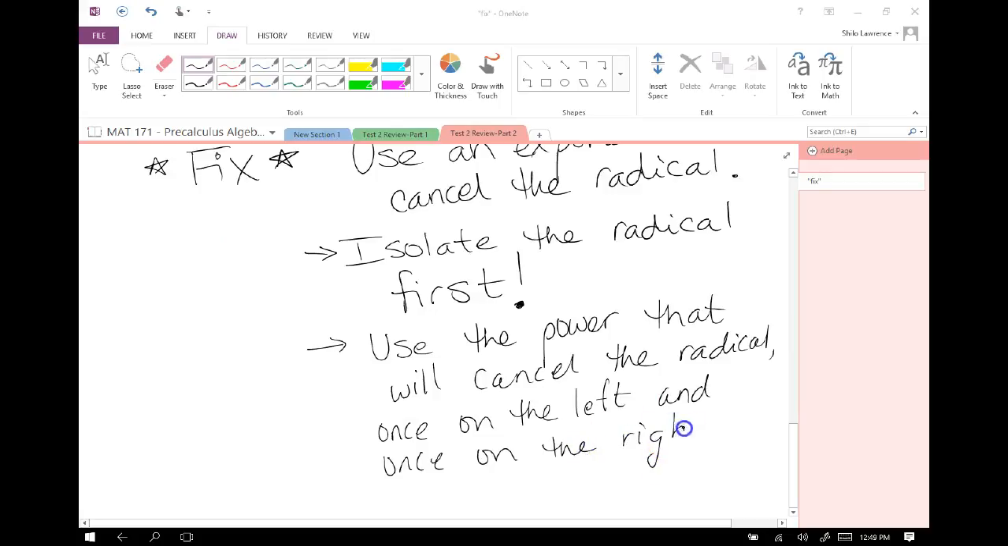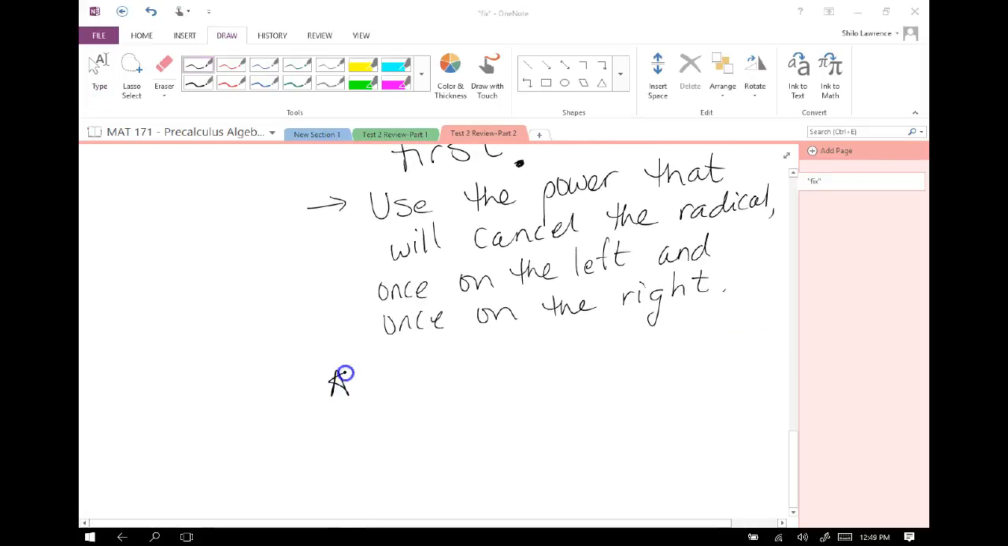And once that radical is gone, we should be left with a linear or a quadratic equation to solve. And you always need to make sure you check your answer.